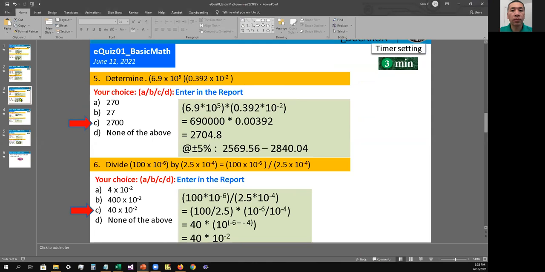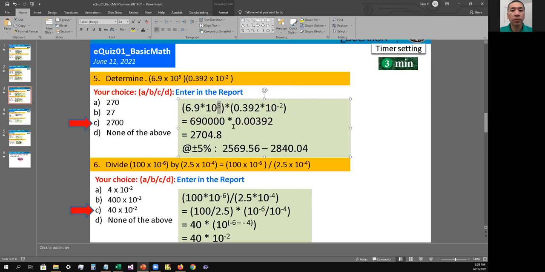Determine 6.9 times 10 to the 5 times 0.392 times 10 to the negative 2. We're going to do the same thing. Since the answers don't have any power of 10, I'm going to convert everything to the base unit right away. This one is 5, so I need to move 5 decimal places: 1, 2, 3, 4, 5. So that's 4 zeros plus the 9.